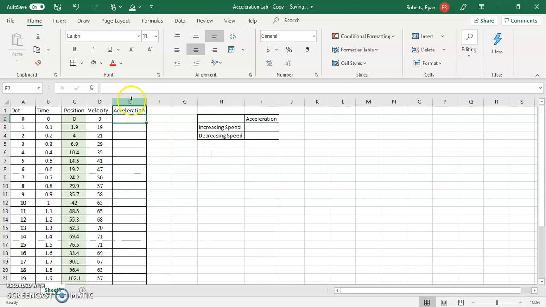So up in cell E2, no 0 at the top. This is the only column without a 0 at the top. But dot, time, position, velocity all should have a 0 at the top. So if they don't, you're going to want to go back and fix that.